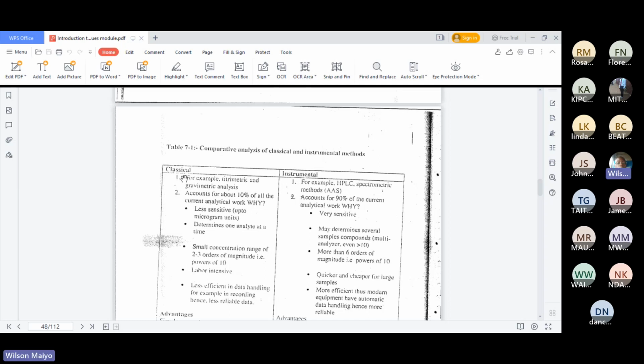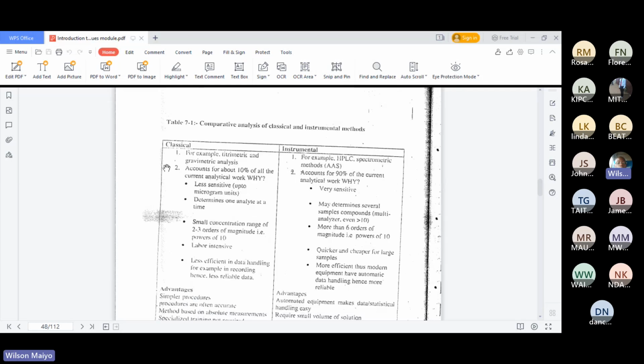Now, the classical methods are less sensitive, while the instrumental are very sensitive. Similarly, the classical methods determine one analyte at a time, while instrumental is multi-analyte. They can do up to 10 determinations at the same time. So they may determine several compounds at the same time.